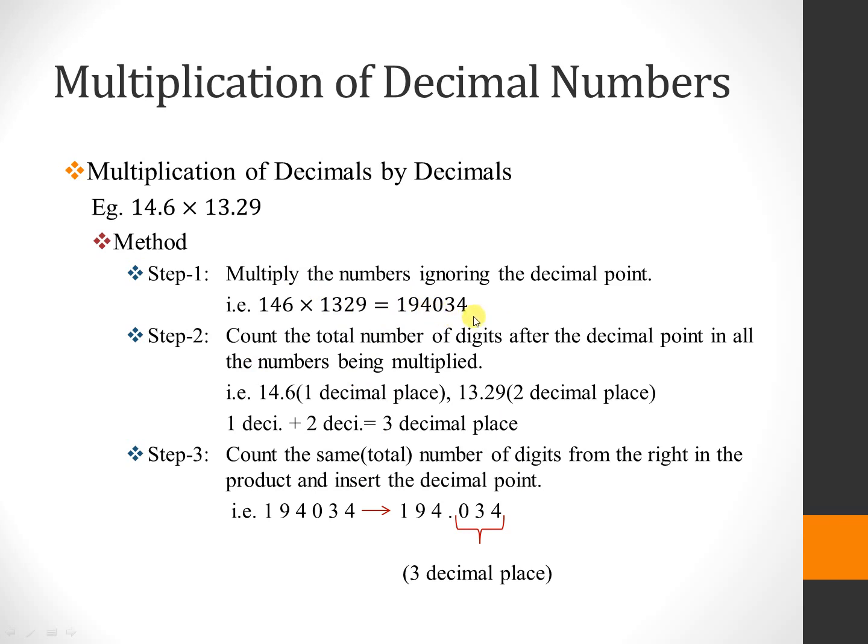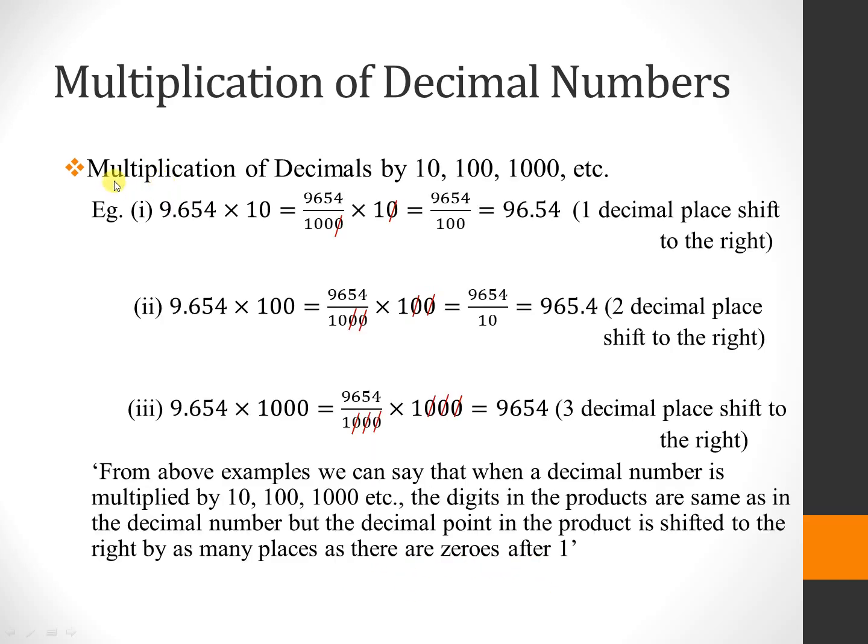194034. In step 2, however many decimal places we counted, we have to insert the decimal point that many places from the right side. So here, 194034. From the right side we go to the left, 3 decimal places: 1, 2, 3. After that the decimal point will come. So that is 194.034. That means the product will have the same 3 decimal places. The product we get is a decimal number with 3 decimal places.